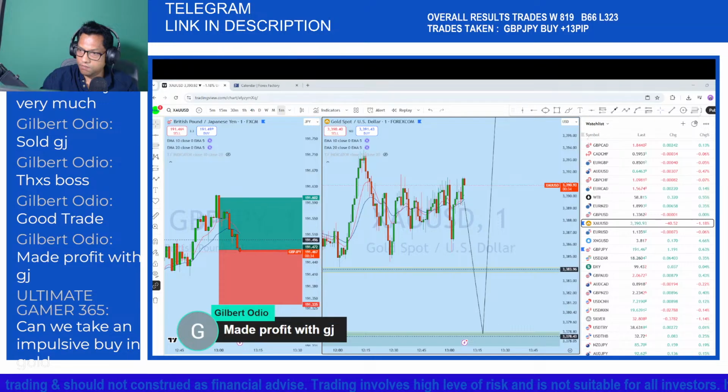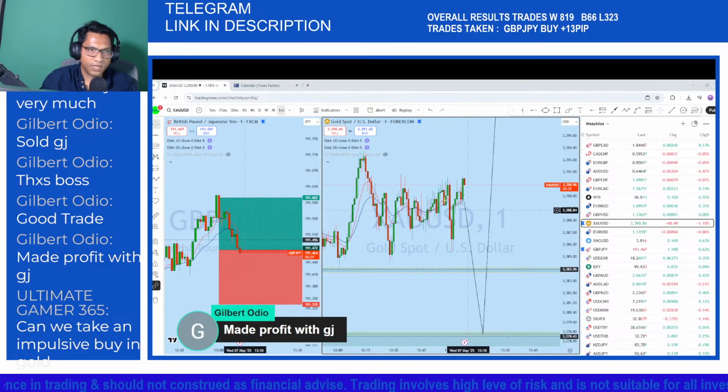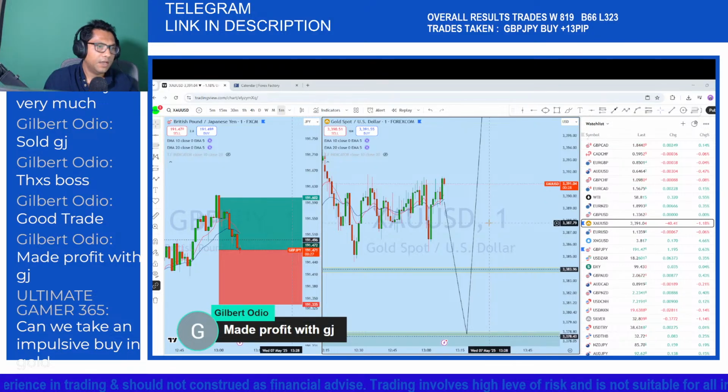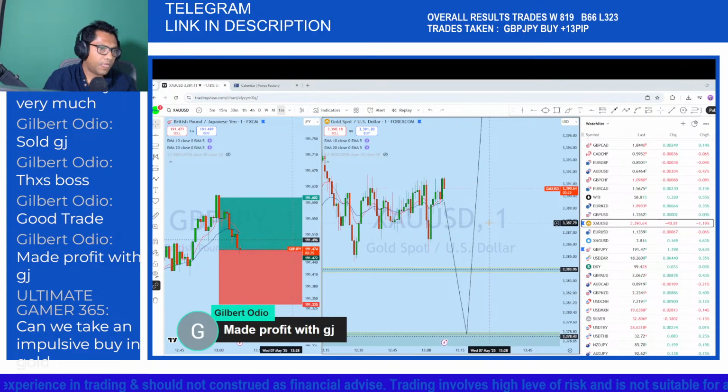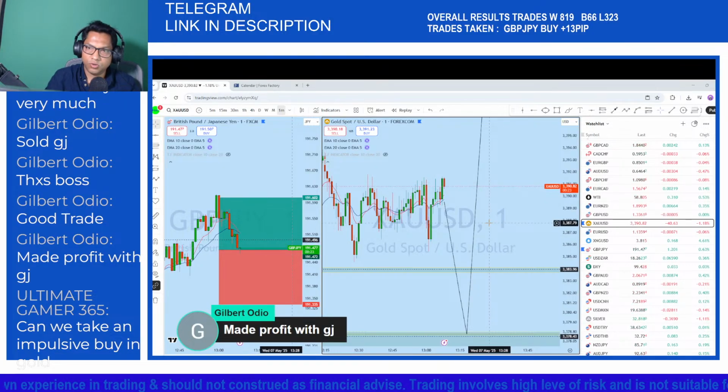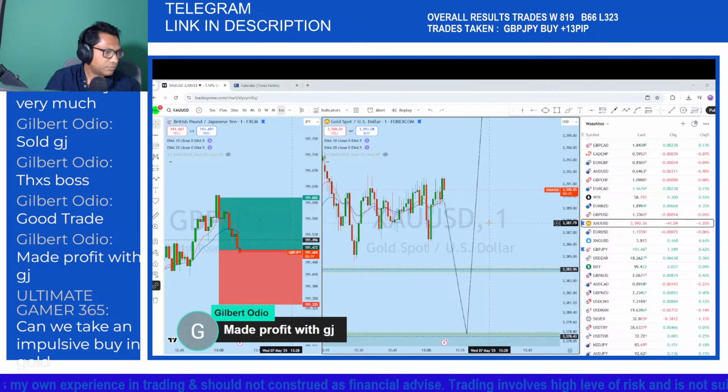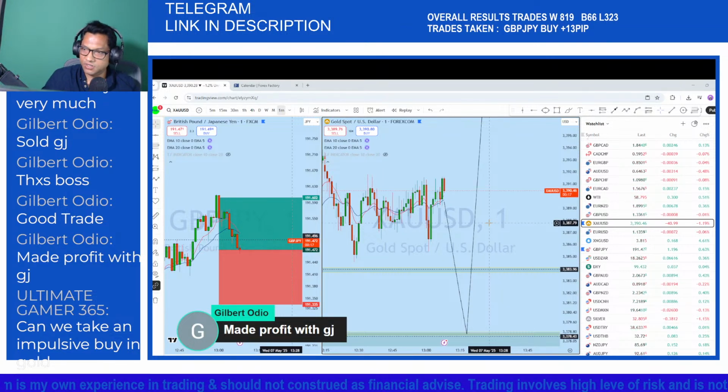Can we take an impulsive buy on gold? No, it's not a good idea to take an impulsive buy. It's always a good idea to be patient when the market is ranging.